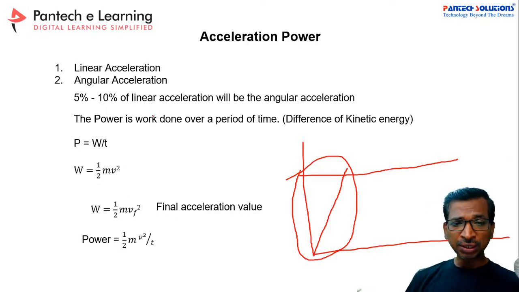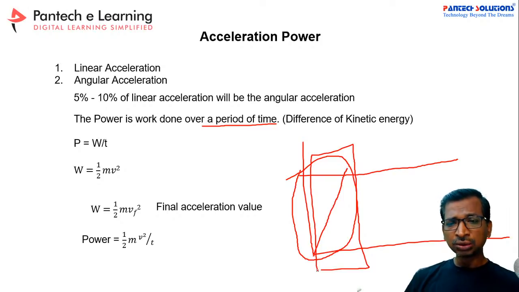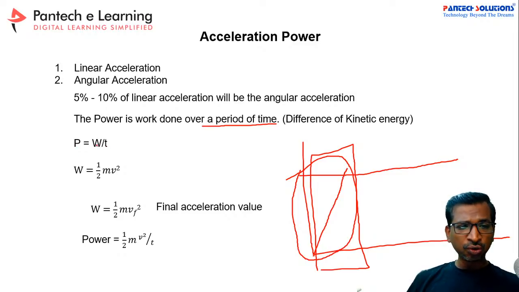First you have to take up power. Power is nothing but work done over a period of time. Here we are going to calculate the power consumption during this period. It is a difference of kinetic energy. The formula is P equals W divided by T, where T is the period of time and W is half m v squared. It is a very well known formula. If you apply this, then the final acceleration and the initial acceleration give the time period, which is the maximum time period.